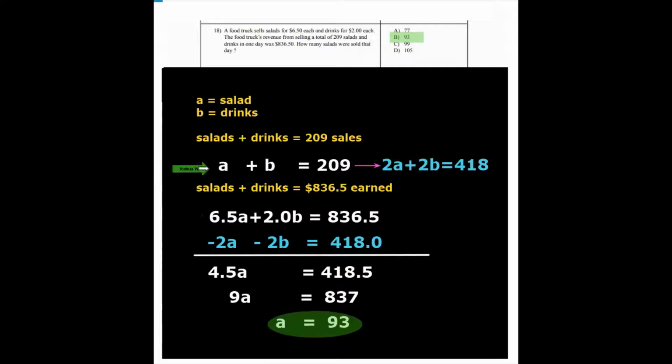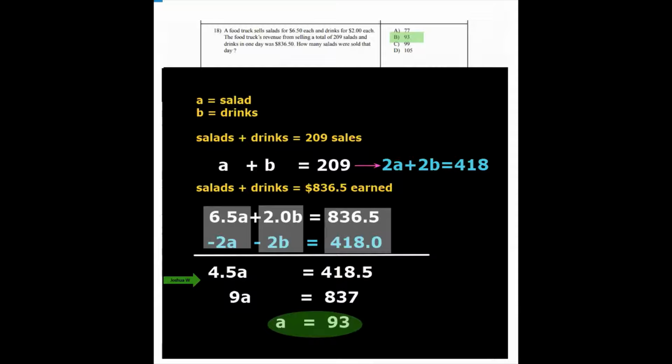What I did next was I went back to the first equation and it was 1B, so I doubled it. So I rewrote the first equation as 2A plus 2B would be 418 sales. Now we can subtract equation 1 from equation 2, and 6.5A minus 2A is 4.5A. In the second column, we have 2.0B minus 2.0B will cancel out. And in the third column, we also subtract, and we get 4.5A equals $408.50 after we cancel the drinks.